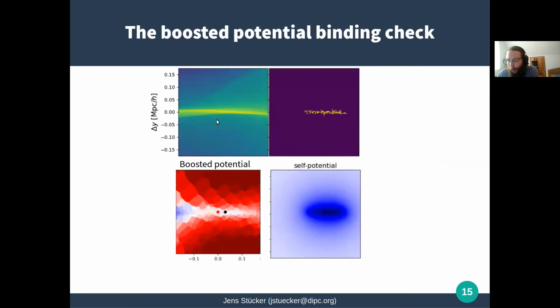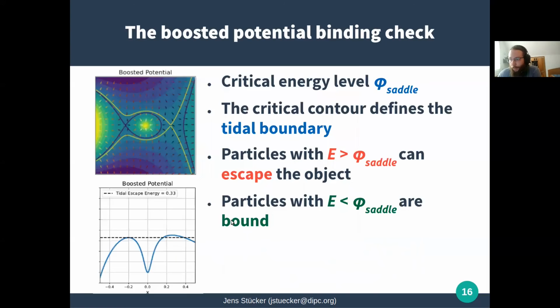Now, if I show you the object which was misidentified before by the self-potential, where I had this well-defined minimum apparently in the self-potential, it turns out in this boosted potential, I don't see any minimum. I just see that my potential contours are closing orthogonal to the filament, but along the filament, I can just move freely with a given energy level. So you would not identify this as a bound structure.